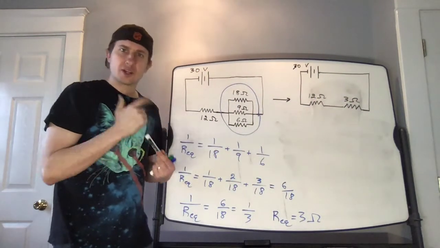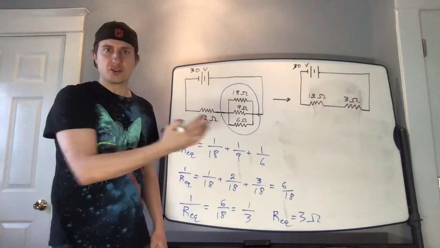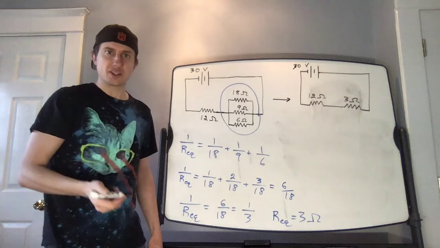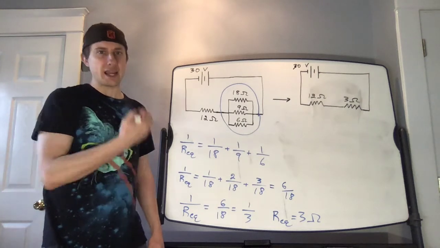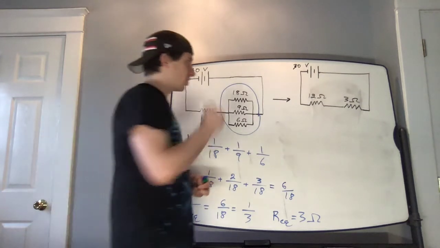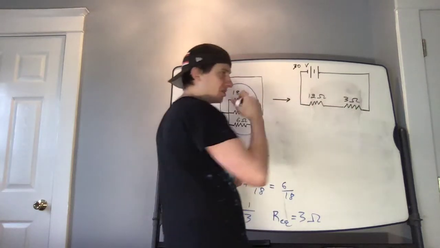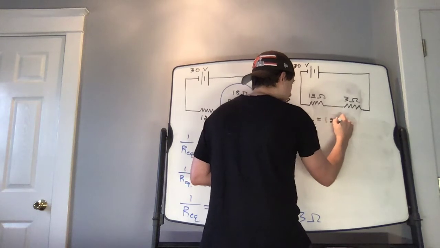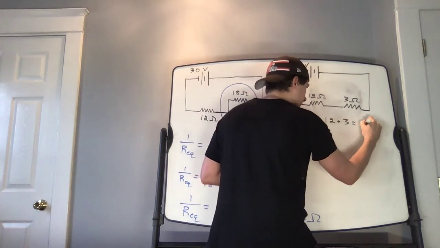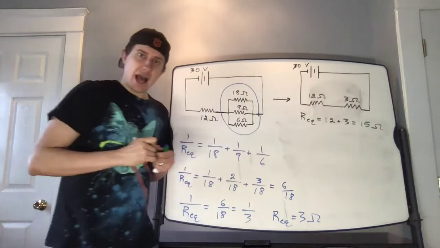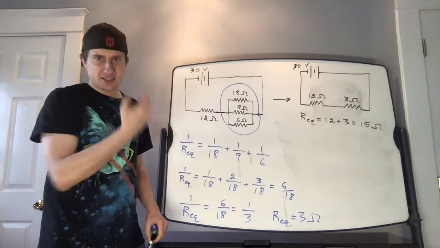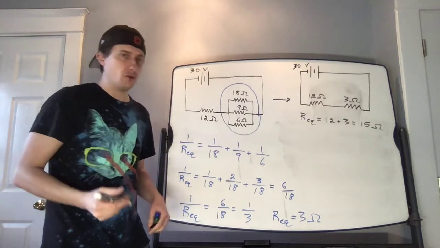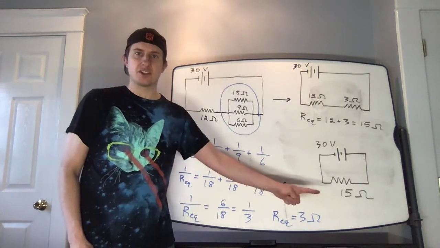When I look at this circuit now, I see that there are 2 resistors in series with each other. I could combine these 2 resistors in series into a single equivalent resistor by adding their resistances. So the equivalent resistance of these 2 resistors will be R equivalent is equal to 12 plus 3, which is equal to 15 ohms. I could then draw this circuit as a single battery and a single resistor whose resistance is 15 ohms. We then find a circuit that looks like this.